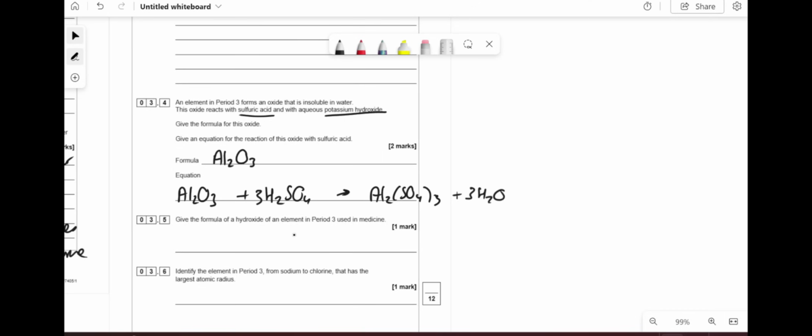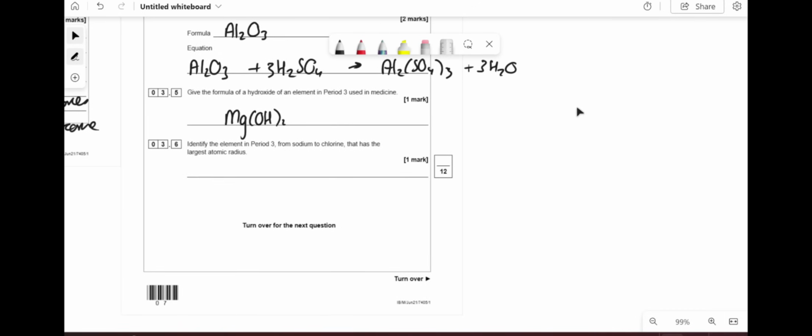Give the formula of a hydroxide of an element that is used in medicine. So you could use Mg(OH)2, which is used in neutralizing stomach acid.